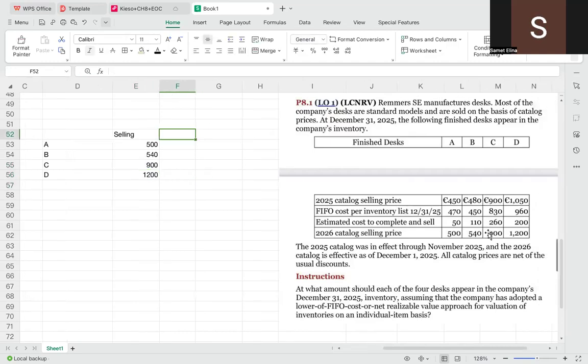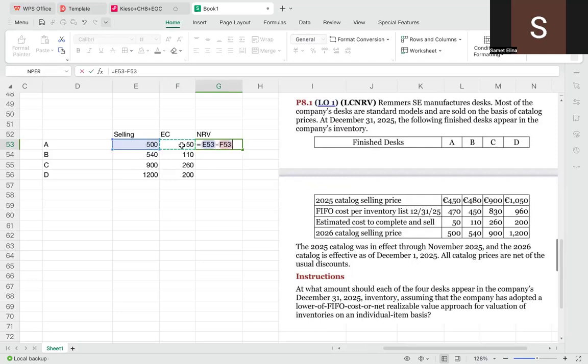And we have estimated cost, which is some other cost we need to complete and sell. In order to calculate net realizable value, we have to deduct estimated cost from selling price. For A, it is 50, 110, 260, and 200. Net realizable value is selling price minus estimated cost. So this is our net realizable value.